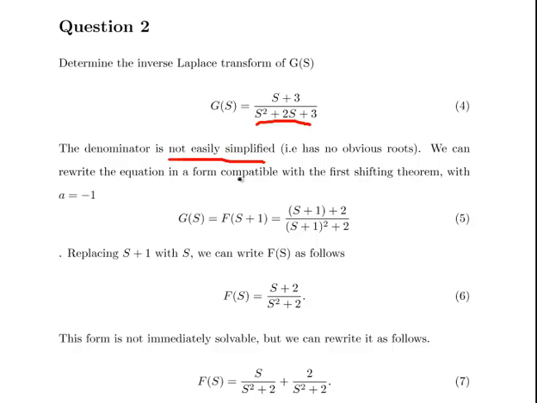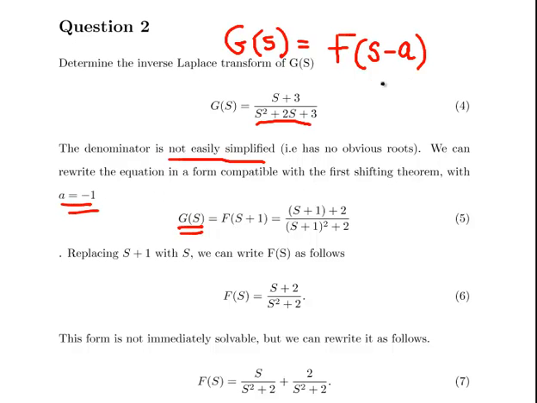And what I'm going to do is let a equal minus 1. So if you look at your tables, I'm going to rewrite the g of s in this form here. This is what I mean by the formula sheet. So I'm going to let f of s equal f of s minus a, slightly rewriting the formula. So we have g of s down here. I'm going to let a equal minus 1, so that makes it f of s plus 1.